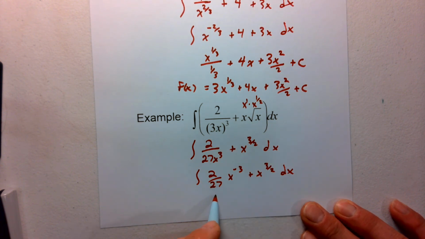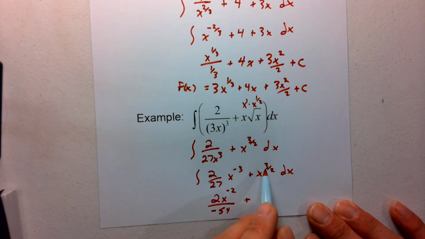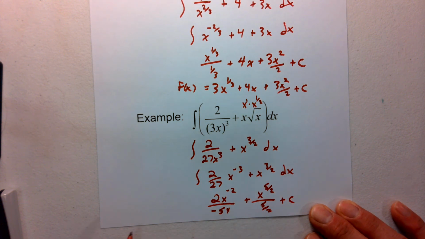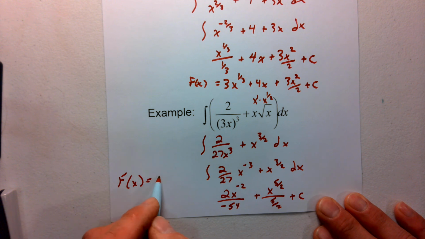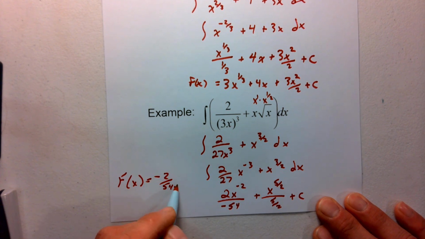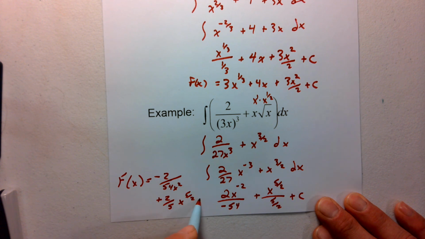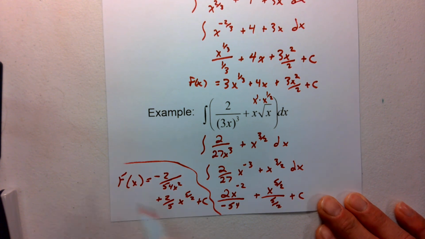I can go ahead and integrate now. So I have 2x. Integrating, adding 1 to the exponent, negative 2 over a negative 54. So I'm going to divide by negative 2. I already have a 27 down there, so I get a negative 54. Plus, here we're going to increase the exponent by 1, so we get x to the 5/2 divided by 5/2 plus c. So to clean this up just a little bit, if you want, negative exponent, that can go back to the bottom. So we get negative 2 over 54x squared. And then my 5/2 I can flip and multiply, and I get plus 2/5 x to the 5/2 plus c. And that gives me my original function.